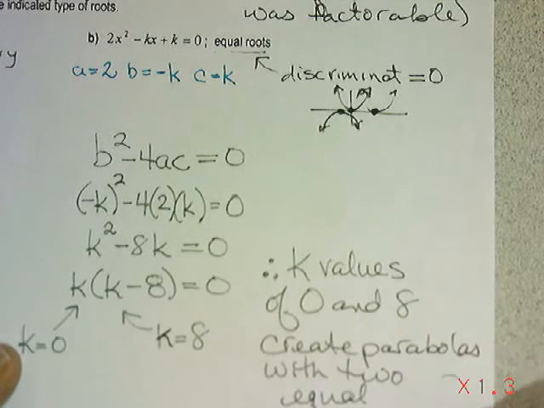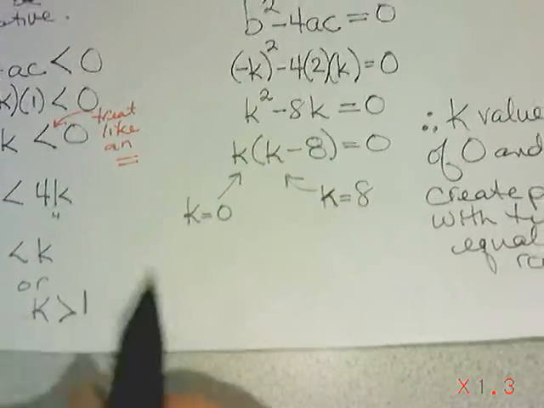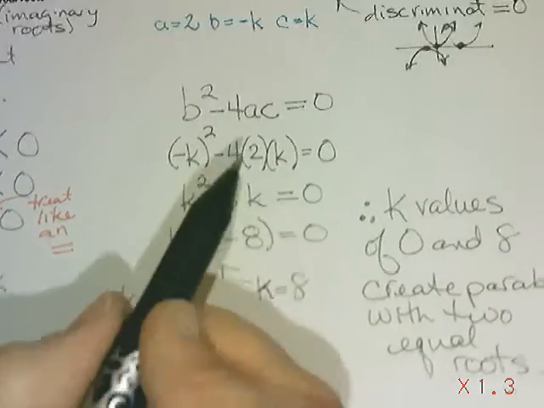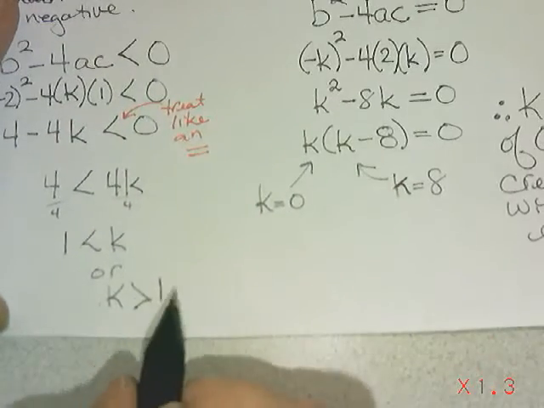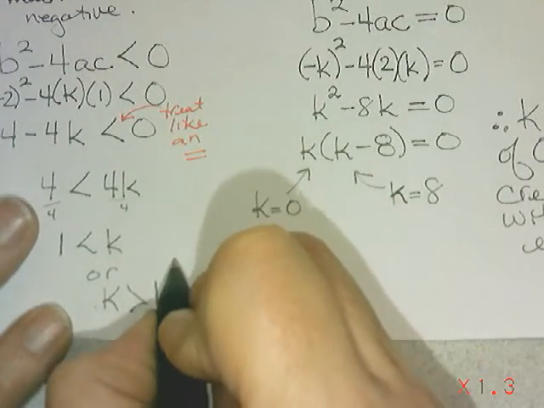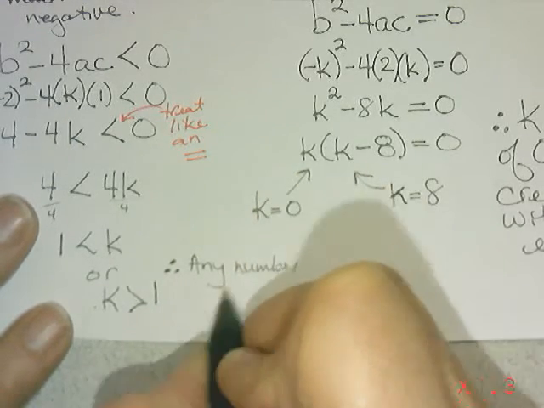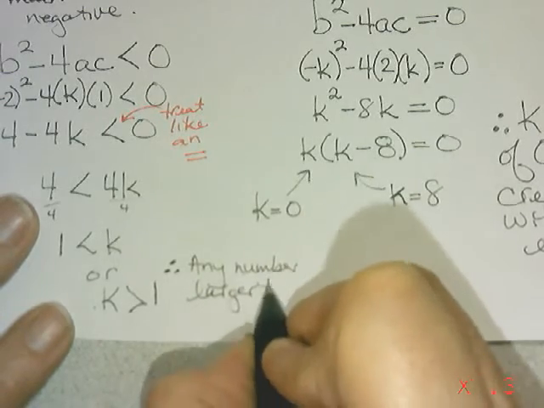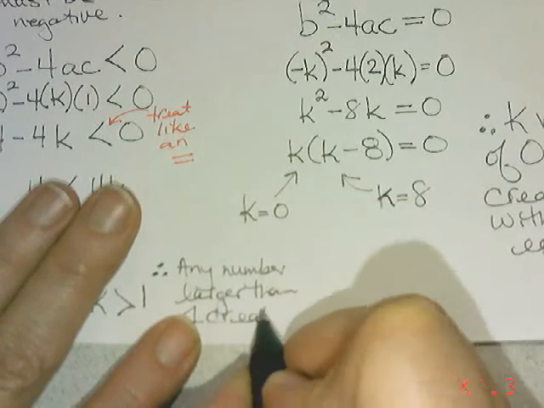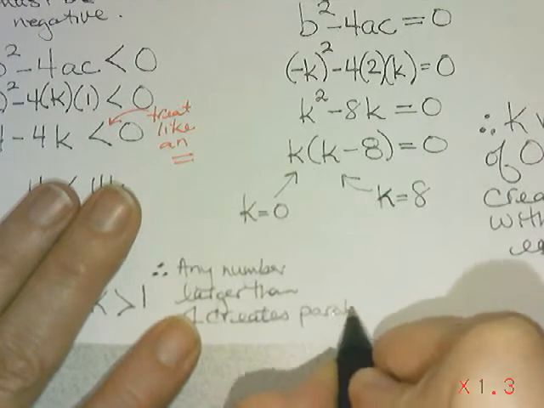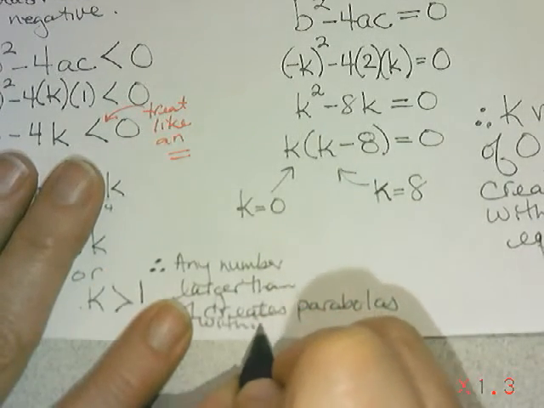Whereas, oh, I forgot to write a therefore statement. Over here, I had a whole mess of numbers, not just two distinct numbers that created two equations that had two equal roots. In this situation, anything bigger than 1. So over here, therefore, any number larger than 1 creates lots and lots, an infinite number of parabolas with imaginary roots.